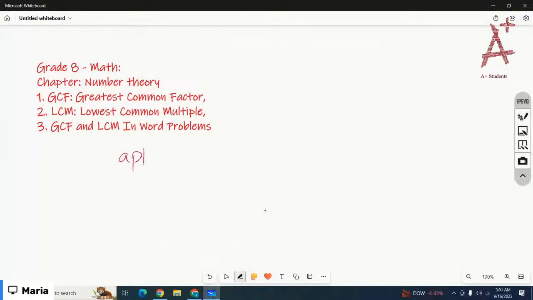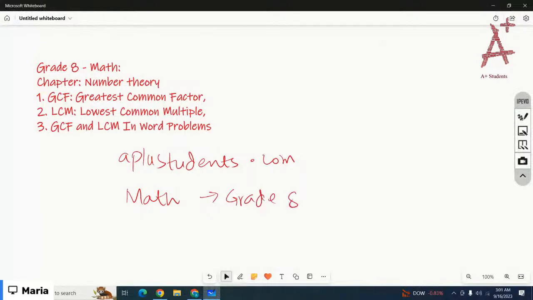So you can find all the lessons on aplusstudents.com. You have to log in there using your email address and password as provided by the administrator. Then you have to select math from the subject tab. Scroll down to grade 8 and then click on view all lessons. There you can find a list of the chapters. We're going to start with chapter number 30.